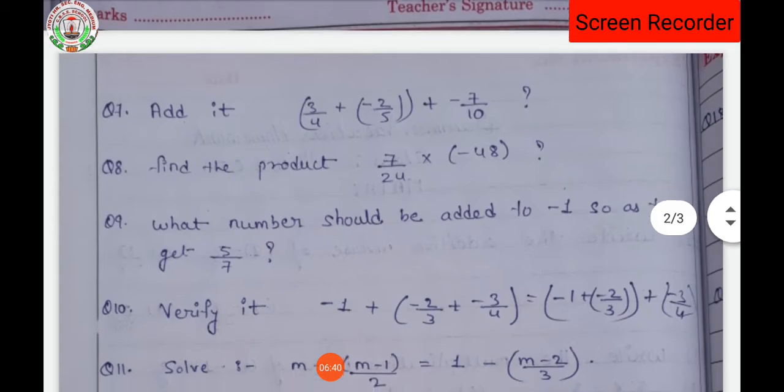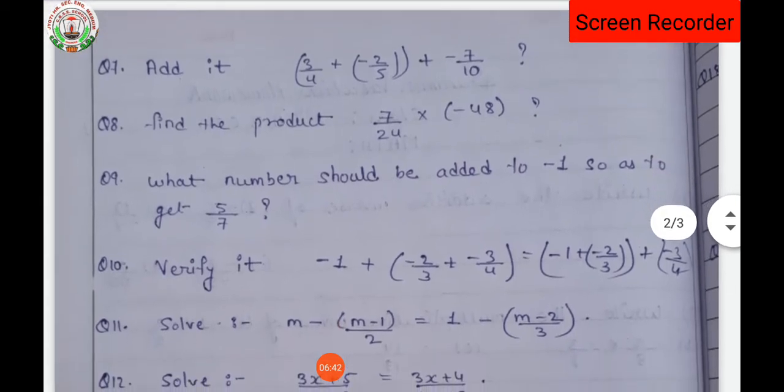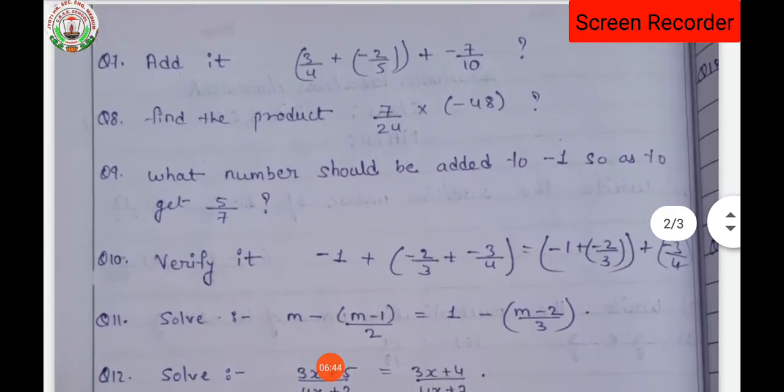Clear? Now the next question we are having is addition. Here what you have to do is open the bracket, then take the LCM and solve it. You will get the required answer. So dear students, first try to solve the numbers which are present inside the bracket. Next find the product. In this you have to just multiply. Okay, 24 and 48 will get cancelled by 2. So first cancel it, then multiply the numbers.